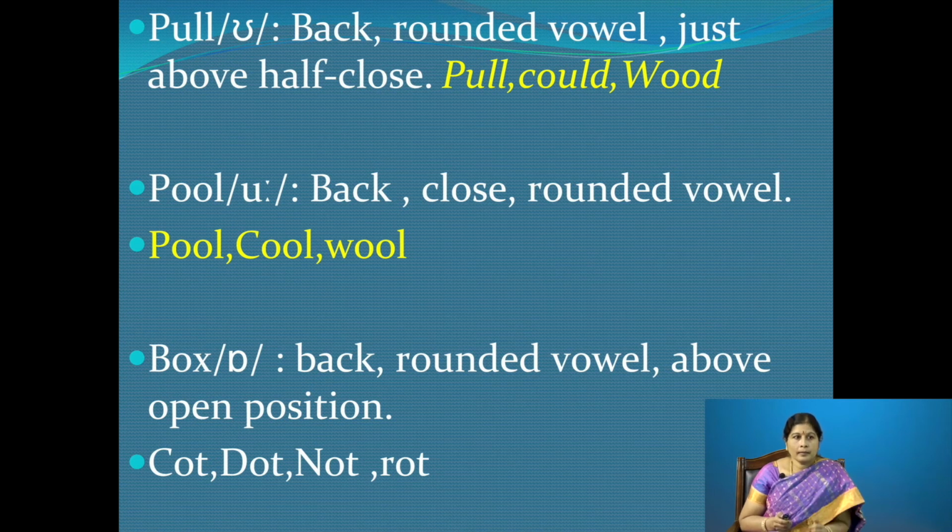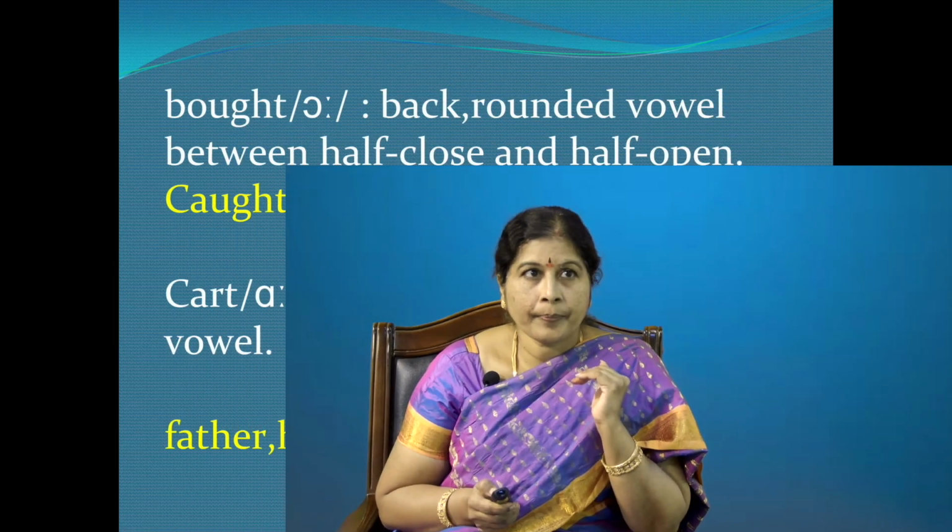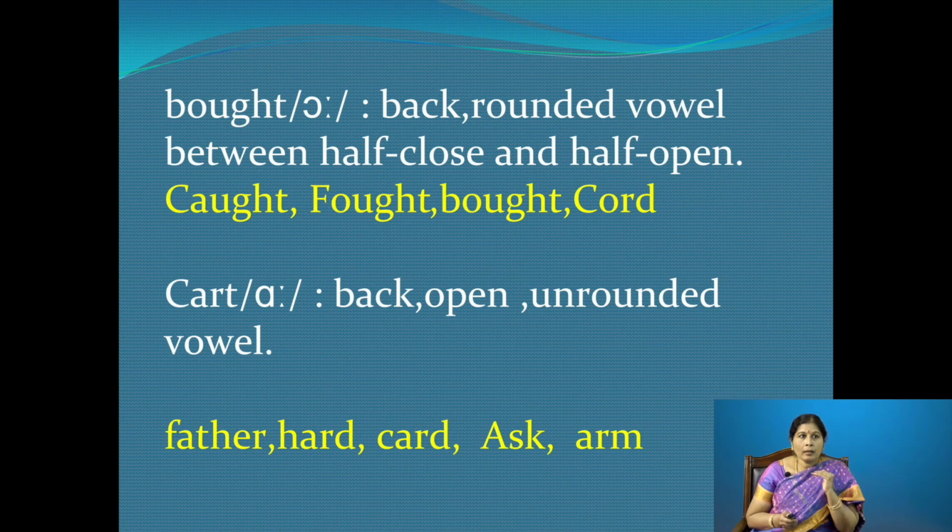And the next sound. This is a short vowel and the back part of the tongue is raising towards the soft palate and lips are rounded and above the open position. Tongue is rising to the position above open. So we can say that it is a back rounded vowel above the open position. Now say the words caught. You can feel how your tongue is raising. Caught, dot, not, rot. Now a little longer one.